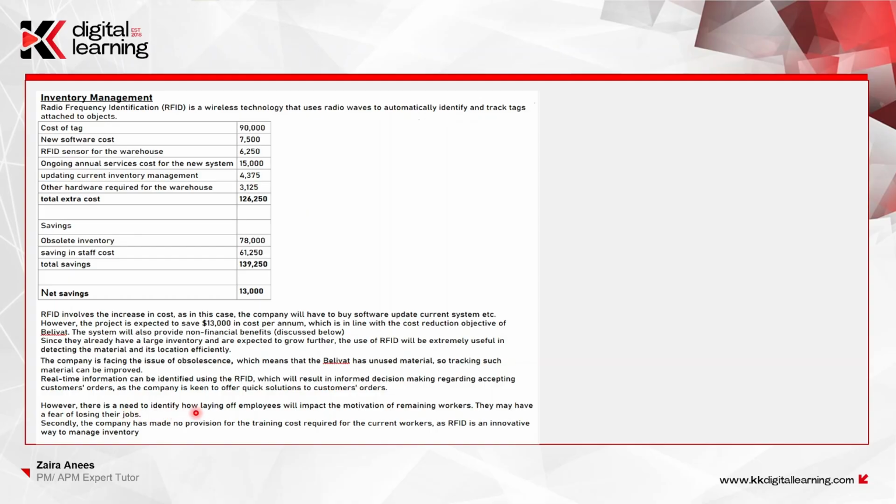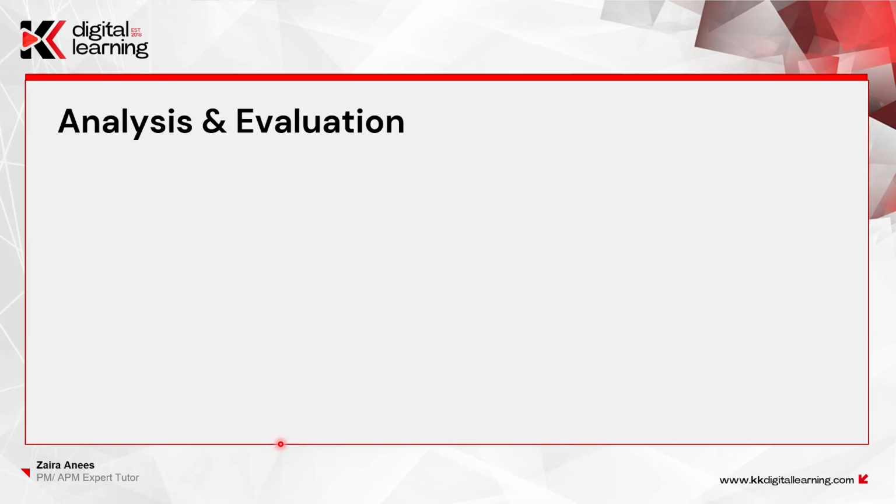However, there is a need to identify how laying off employees will impact the motivation of remaining workers. They may have a fear of losing their job. Secondly, the company has made no provision of training costs, right? So this is something which is missing in the data, right? This is called omitting information, that this is something you missed in the data. So we are saying that look, this is also important. That is also part of evaluation and analysis, right? If you believe that something is important and useful for the analysis, you should highlight it and tell the management that hey, look, this data is not given in the question. This is an extremely important piece of information, so the company needs to measure this, right?